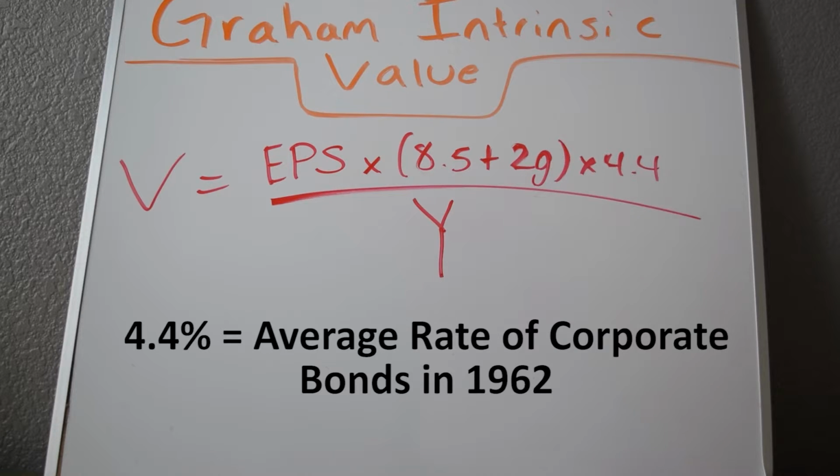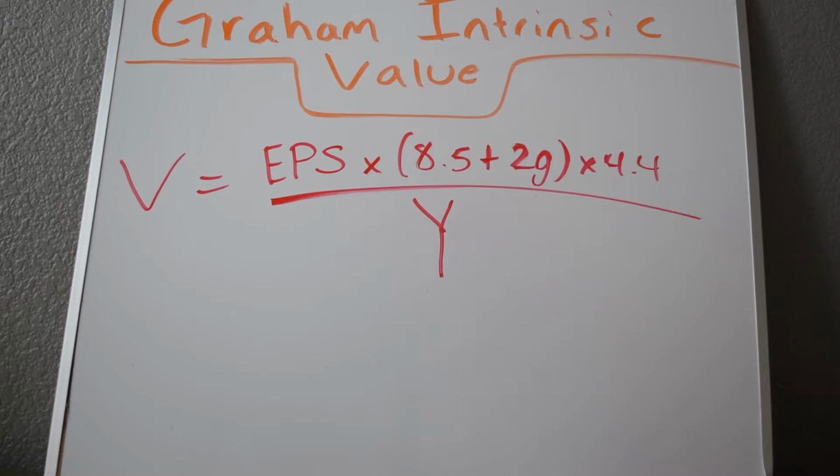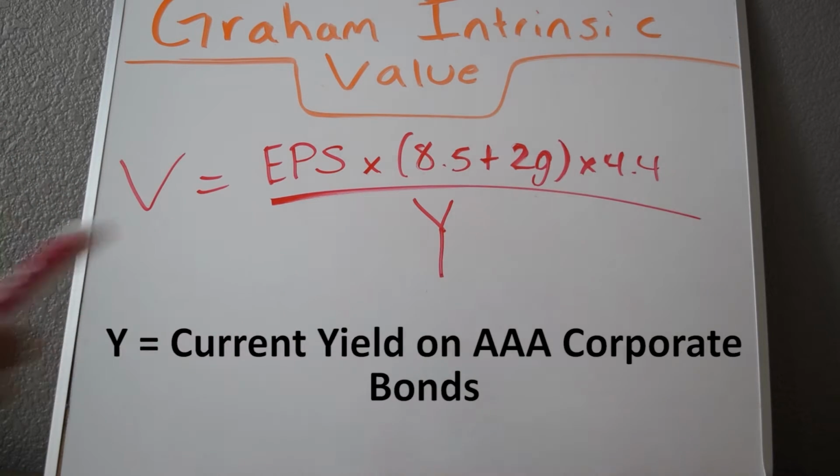Next, we multiply it by 4.4, which was the risk-free rate, the average yield of high-grade corporate bonds in 1962. And we divide by Y, which is the current yield on AAA corporate bonds, represented by the Y.